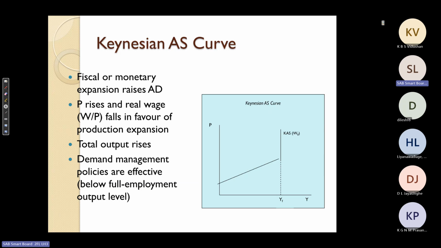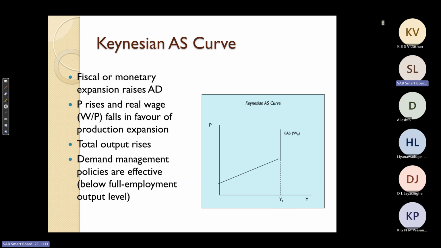Because demand side factors are important, once it comes to the full employment level, it becomes vertical. Until it comes to the full employment level, the curve is normally slightly upward sloping, because when aggregate demand rises, there will be an impact on prices as well. But the pure Keynesian has an easier, simpler situation, where the price level is constant.